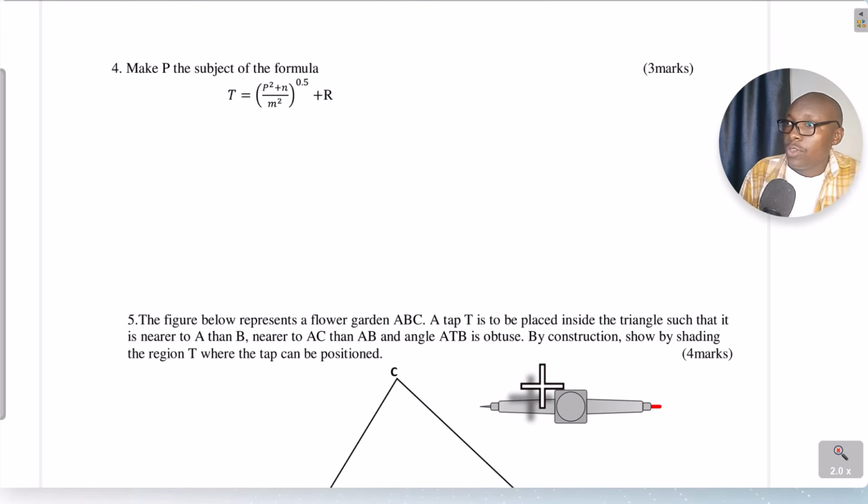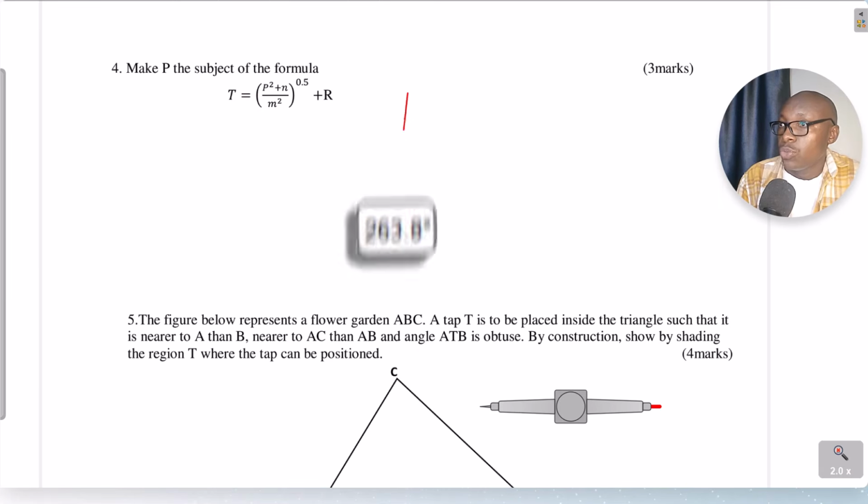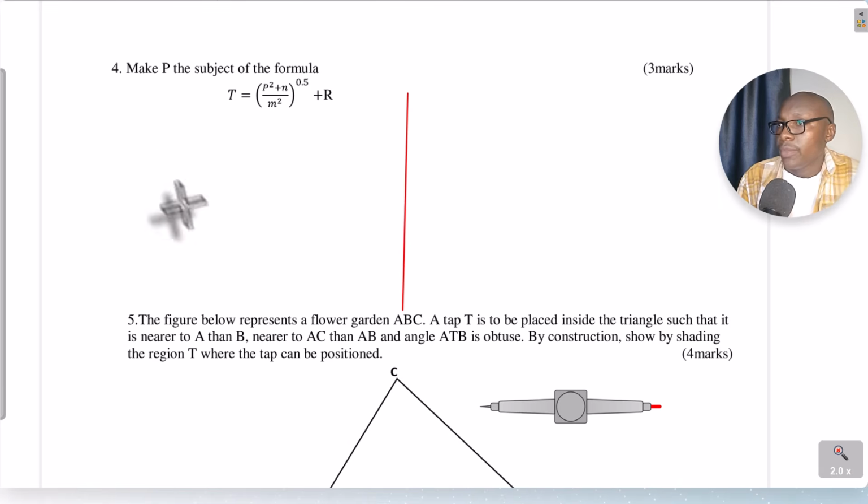So for question 4, you're supposed to make P the subject of the formula. The first thing you're supposed to identify is there's a number that has been raised to power half. And raising a number to power half, or 0.5, is simply getting the square root of that number.